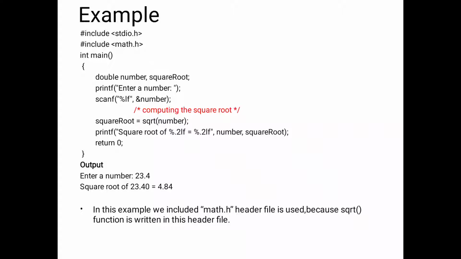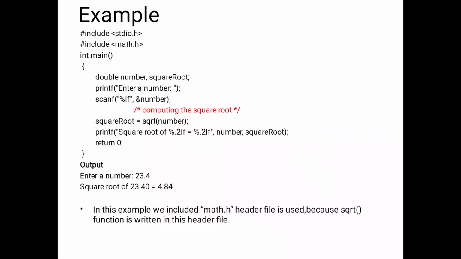And the printf prints square root of %.2lf is equal to %.2lf, the number and the square root. This %.2lf means that after you get the square root, it is printed with 2 decimal points. So enter the number. I have taken 23.4. The square root of this number is 4.84. So I have taken 23.4, and since we used .2lf, it shows as 23.40. The square root of this number is 4.84.